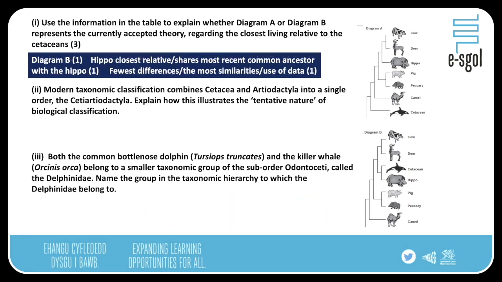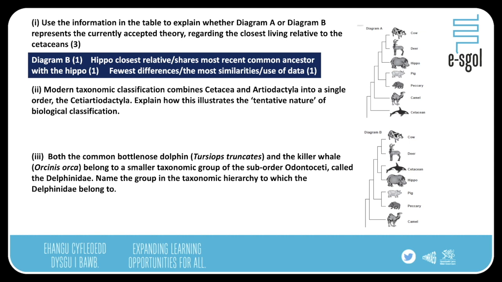The first mark is for diagram B. The second mark is stating that the hippo is the closest relative or shares the most recent common ancestor with the hippo. The third mark is for an answer stating the reason of the fewest differences, or most similarities, or use of data.